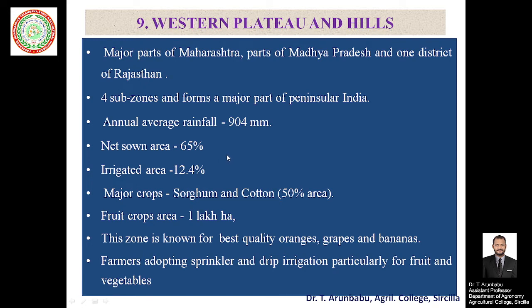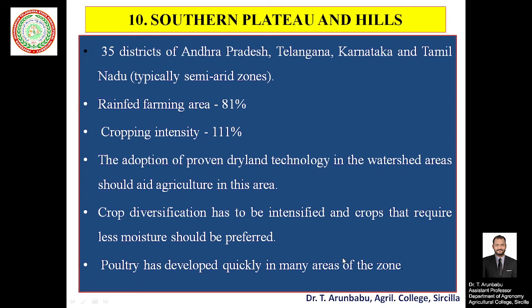Net sown area is 65% and irrigated area is 12.4%, and the major crops like sorghum and cotton are cultivated in almost 50% of the area in this region, and fruit crops area is 1 lakh hectare, and this zone is known for the best quality oranges, grapes and bananas, and farmers adopting sprinkler and drip irrigation particularly for fruit and vegetable cultivation in this region.